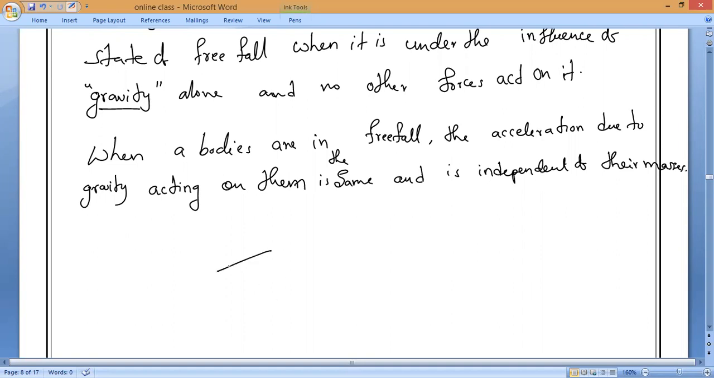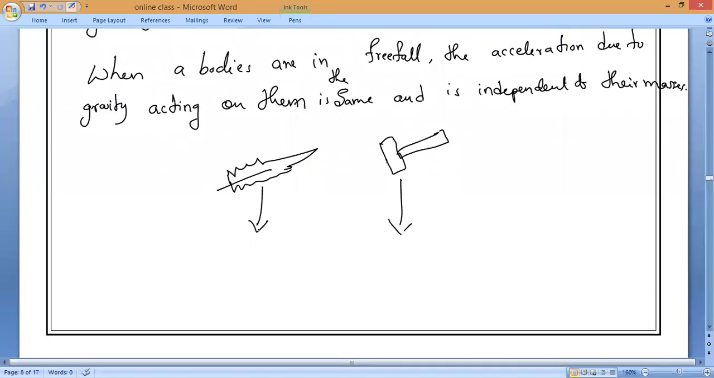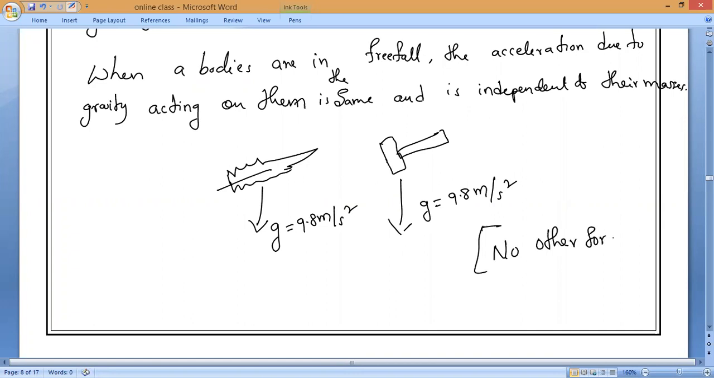So if I take a feather and if I take a hammer, and they are falling only under the influence of gravity, then what is the gravity acting on the feather and acting on the hammer? On Earth, it equals how much? 9.8 meters per second squared. Here also how much? 9.8 meters per second squared. No other forces are acting.